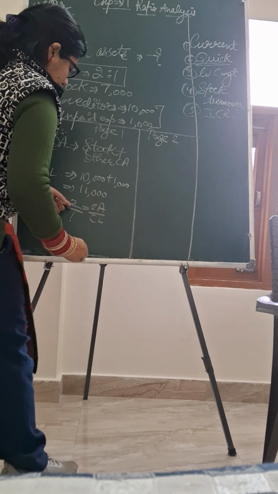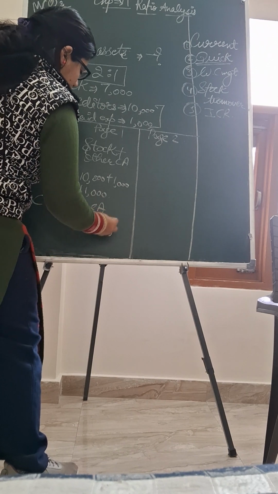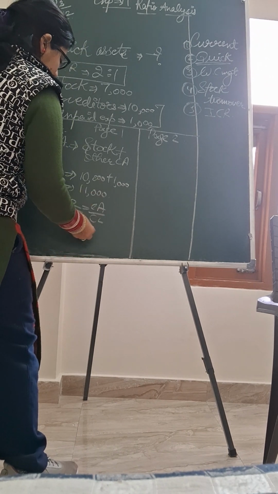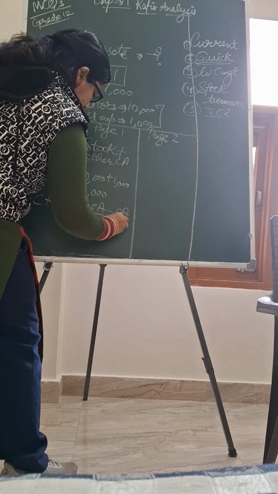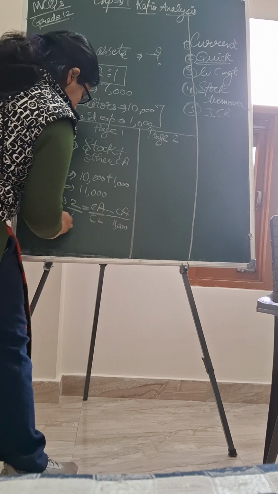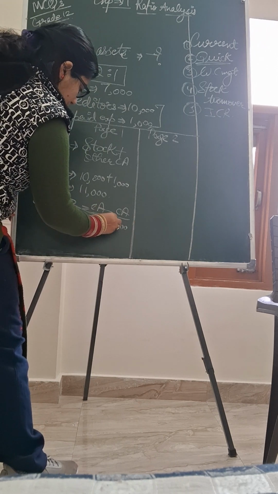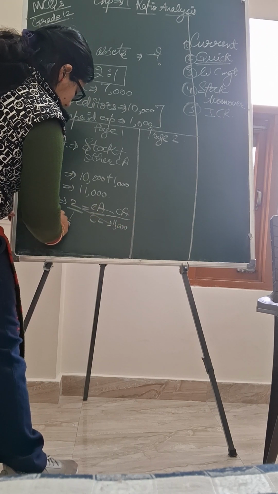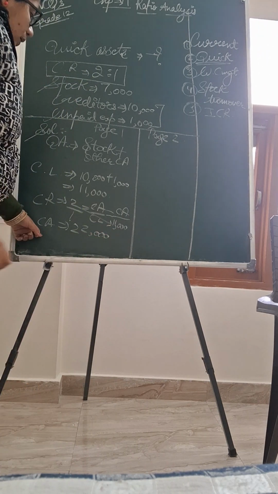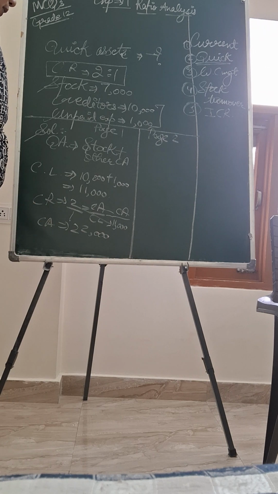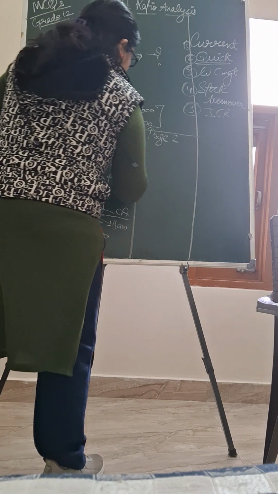ठीक है. CA ओवर CL कर लिया हमने, तो करंट एसेट्स की वैल्यू यहाँ से फाइंड आउट हो जाएगी इजीली. सो हमारे पास करंट एसेट्स की क्रॉस मल्टीप्लिकेशन से वैल्यू आ गई, करंट एसेट्स की 22,000. ठीक है. अब करंट एसेट्स की वैल्यू तो हमारे पास आ गई है 22,000. अब हमें स्टॉक की वैल्यू भी पता है. ठीक है. तो हमें क्विक एसेट्स की वैल्यू क्या है, इसी को यहाँ पे लिख देते हैं.